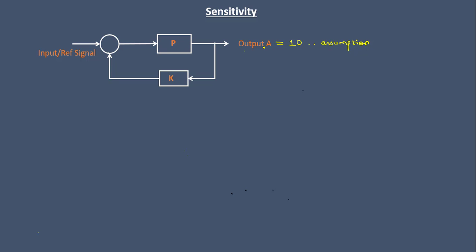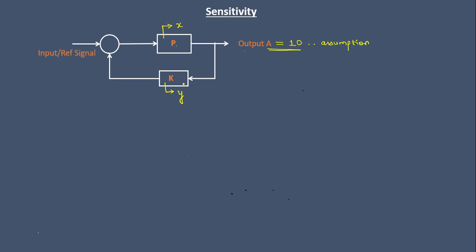So to get a constant output A as 10, we have so designed this control system that the forward gain block, which is P, is designed to operate at some value, you can say X. Similarly, the feedback element is designed to operate at some value Y. Now since we have specified the values of P and K as X and Y, we are getting the output always as 10.